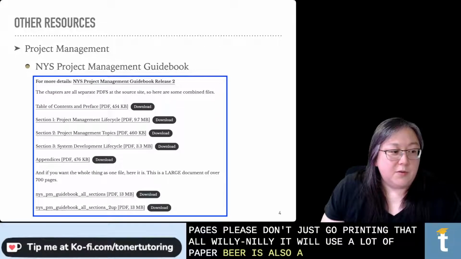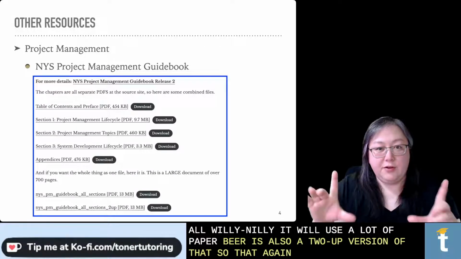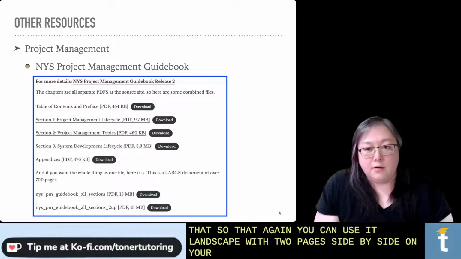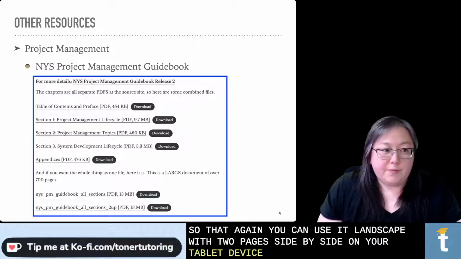There is also a 2-up version of that, so that, again, you can use it landscape with 2 pages side by side on your tablet device.